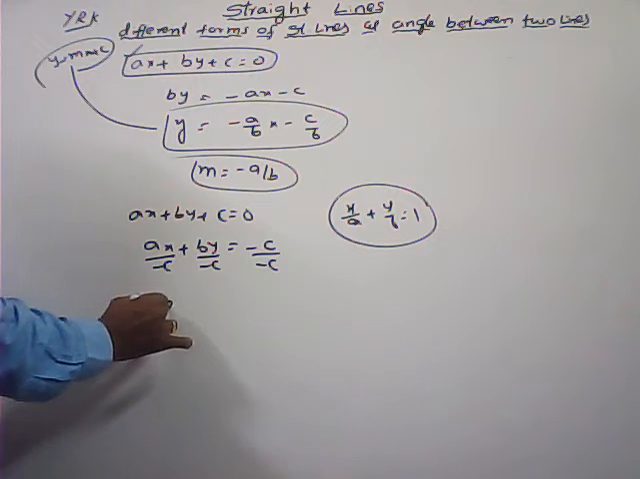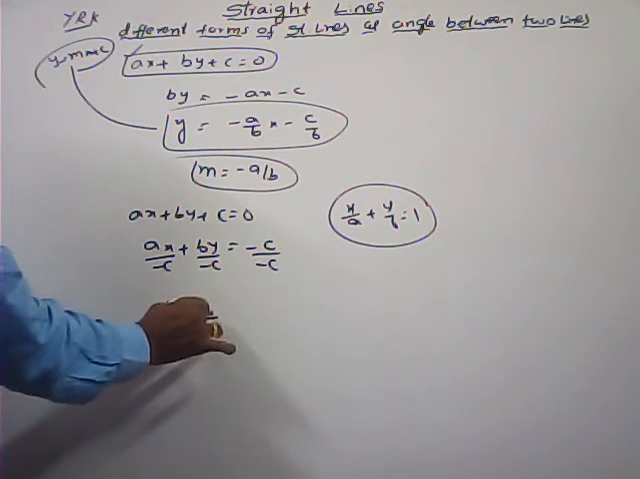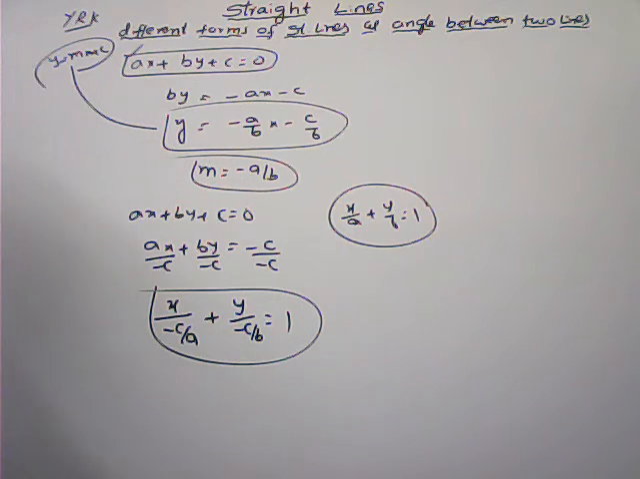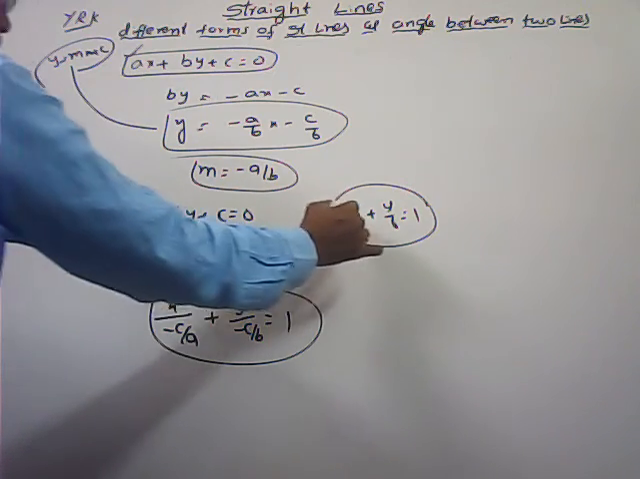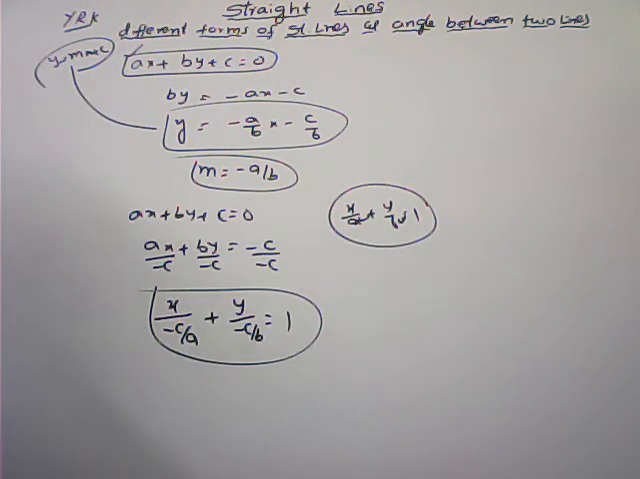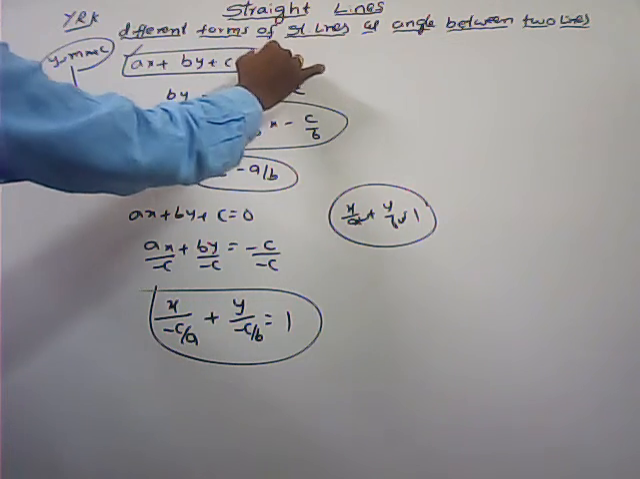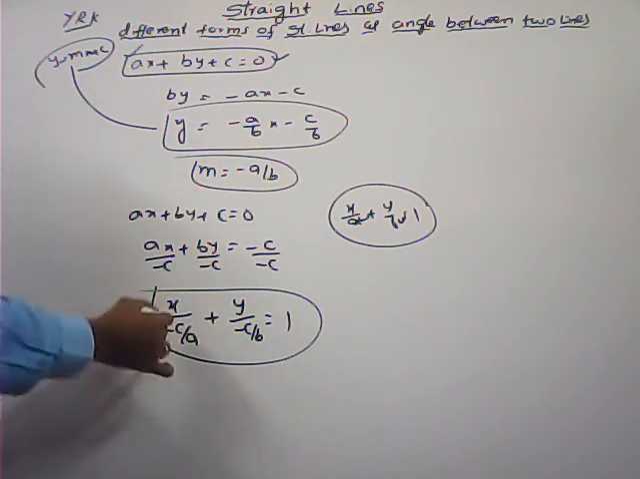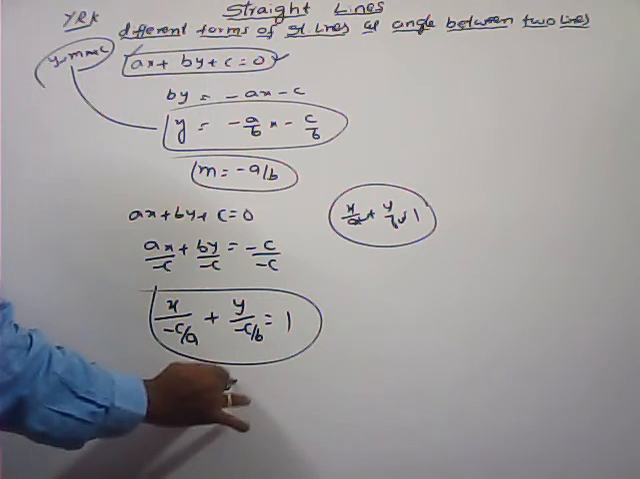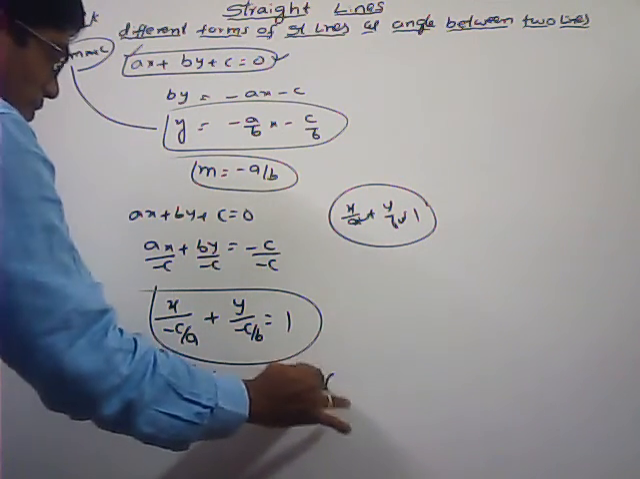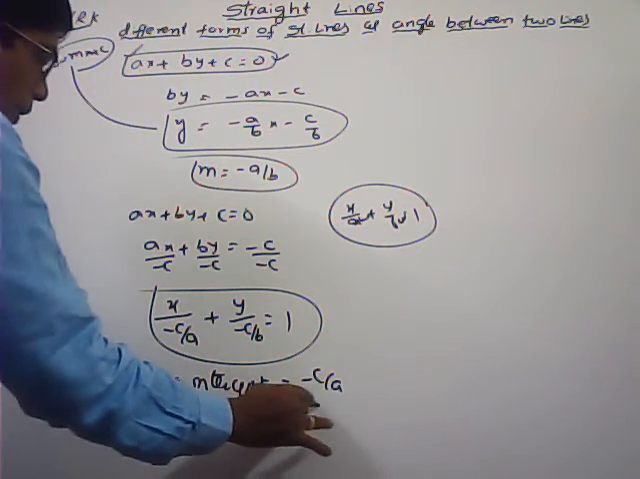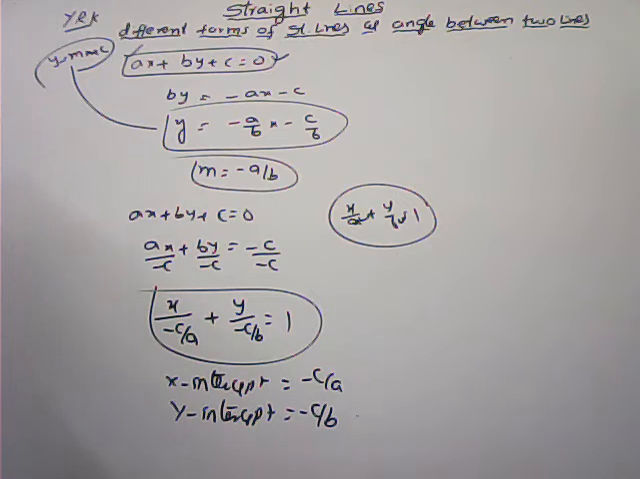So ax by minus c we can write as x by minus c by a, plus y by minus c by b, that is equal to 1. We got the standard form x by a plus y by b equals 1. Here a is the x-intercept and b is the y-intercept. Now, if ax plus by plus c equal to 0 is given, directly the x-intercept is equal to minus c by a, and the y-intercept is equal to minus c by b. These are the intercepts.